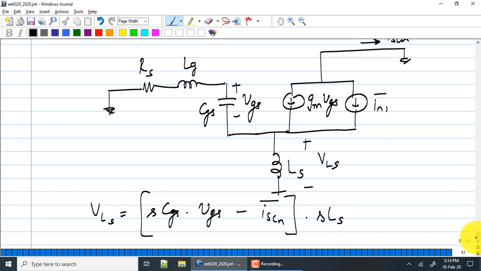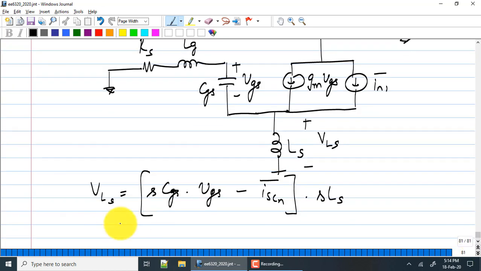Okay. And of course, you know that ISCN plus... remember that this is noise. Of course, ISCN is going to be correlated to IN1, GM VGS is going to be correlated to IN1, etc. Because the only source of voltage or current in the circuit is the noise. So everything is correlated. You have to run with amplitudes and not squares. Right? Okay.